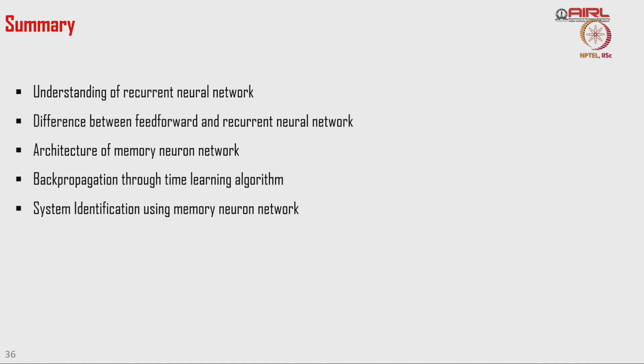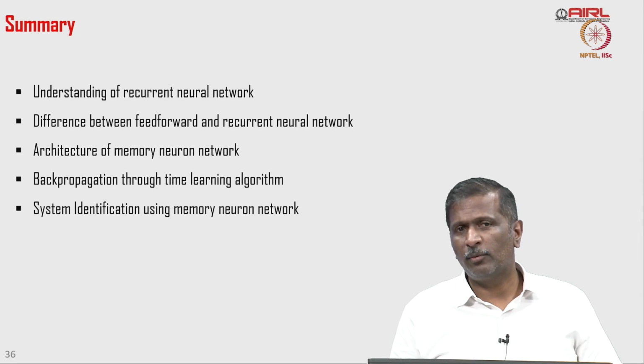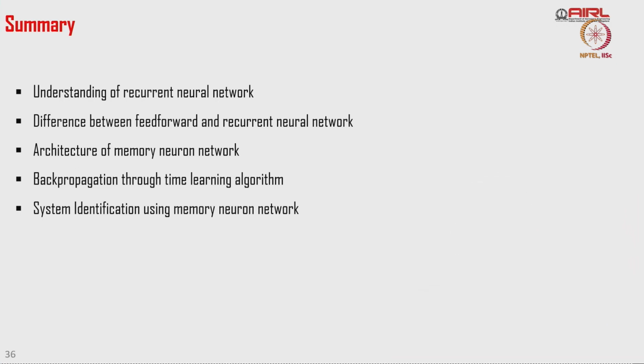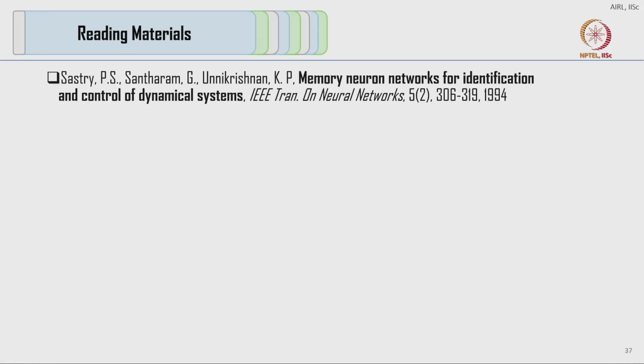Okay. In summary, this particular lecture talks about what recurrent networks are, what is the difference between a feed forward and recurrent neural network. We talked about the architecture of memory neuron network and the backpropagation through time algorithm to update the weights of the network with a 2 input 1 output system, followed by generalization for a general L layer network with N neurons, right. So we talked about all of that, and finally we talked about how one can use it for system identification, right. This is the paper I am just referring to, right.